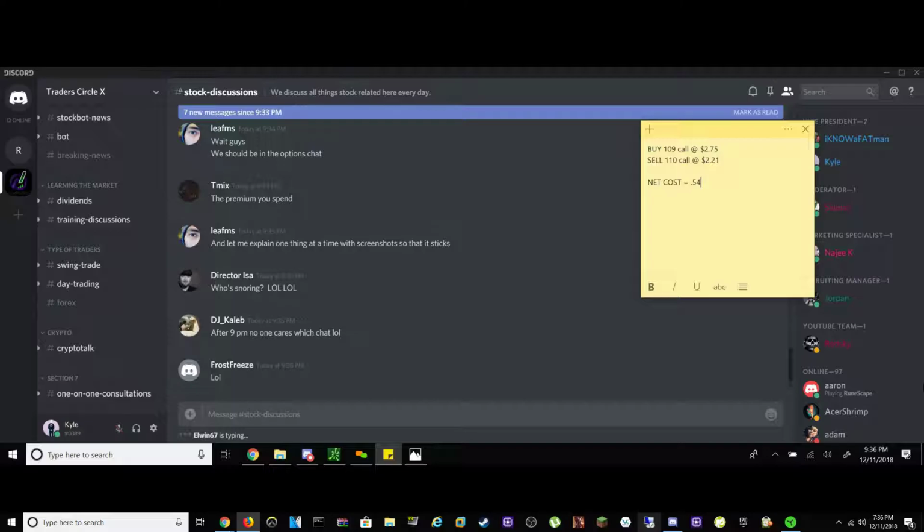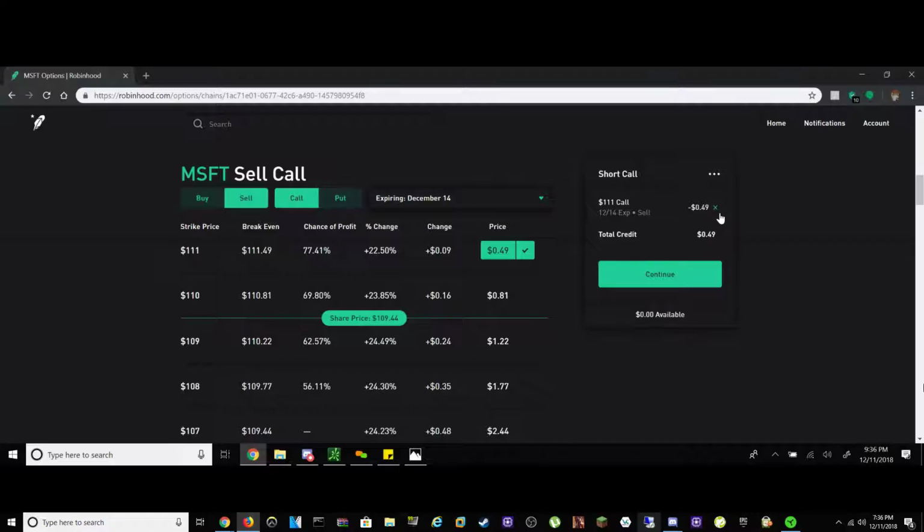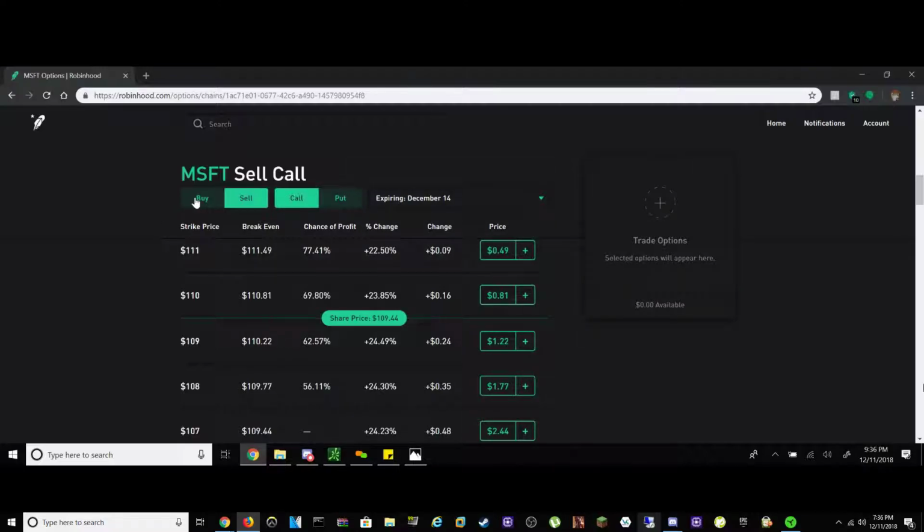So, more contracts equals more profit potential. If you do want to buy more contracts, like say you want to multiply this by 3, like we were talking about earlier, if I go back to Robinhood, that is something you could do, and that would increase your profit potential.